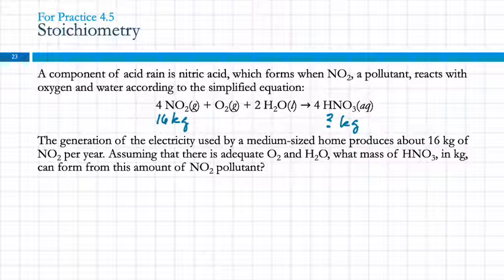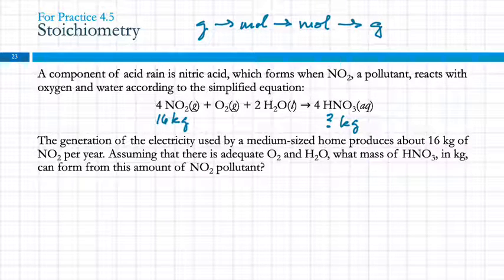So what's the path we start with? Grams to moles to moles to grams. Grams to moles to grams. Is it going to work just like that? No, because we're starting with kilograms and we're ending with kilograms. So we could add a term on the beginning, kilograms to grams, to moles to grams to kilograms.